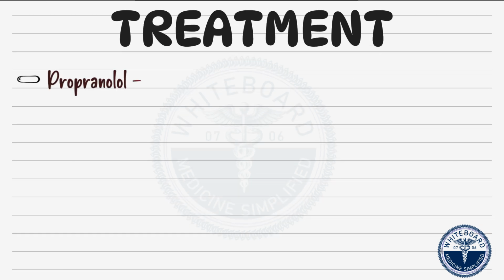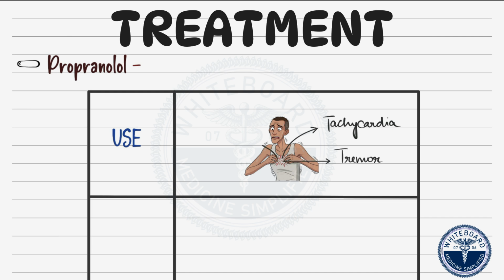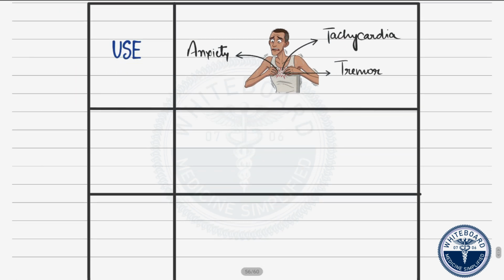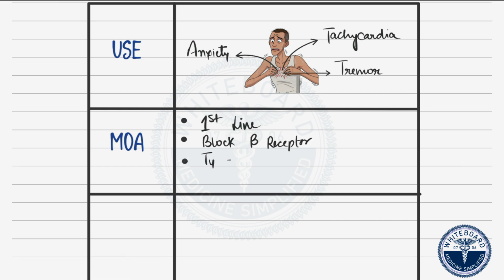Propranolol is indeed used for symptomatic relief in Graves' disease and thyrotoxicosis. It helps control tachycardia, tremor, and anxiety, and is also a first-line agent in thyrotoxic crisis because it blocks beta receptors and partially inhibits the peripheral conversion of T4 to T3.